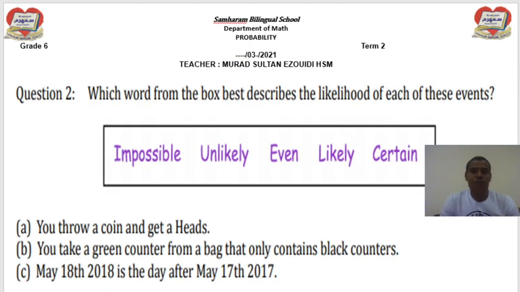Now question number 2: which word from the box best describes the likelihood or the probability of each of these events? We also have the words impossible, unlikely, even chance, likely, certain. Impossible means 0%, unlikely 25% or less, even means 50%, likely means 75% and more, certain means 100%. Why? Because the scale of probability lies between 0 and 1.